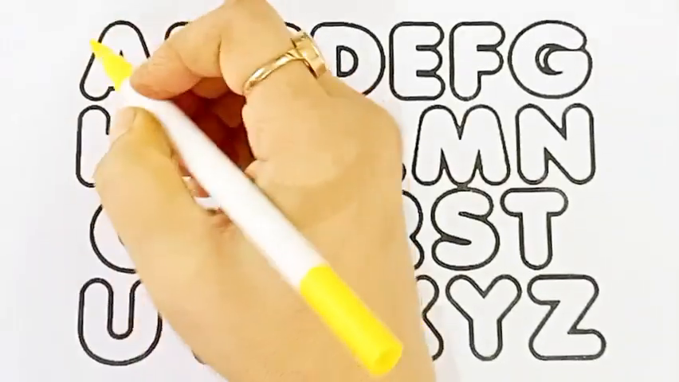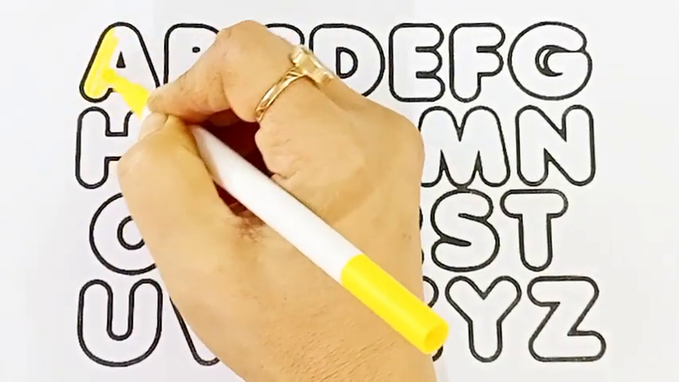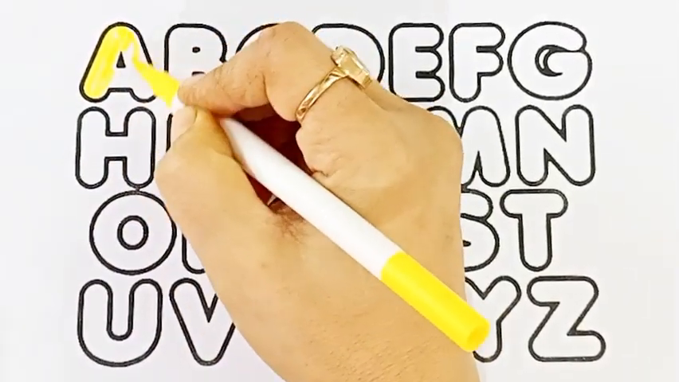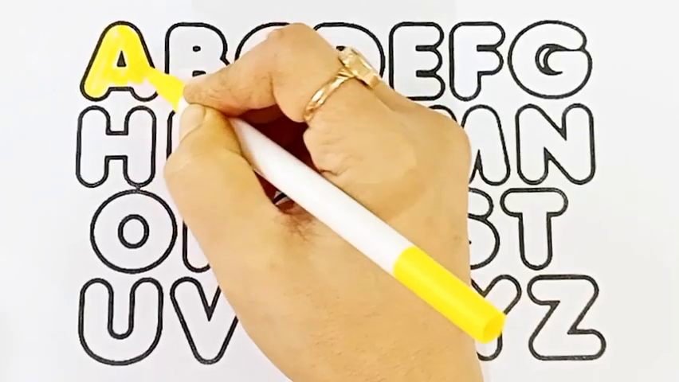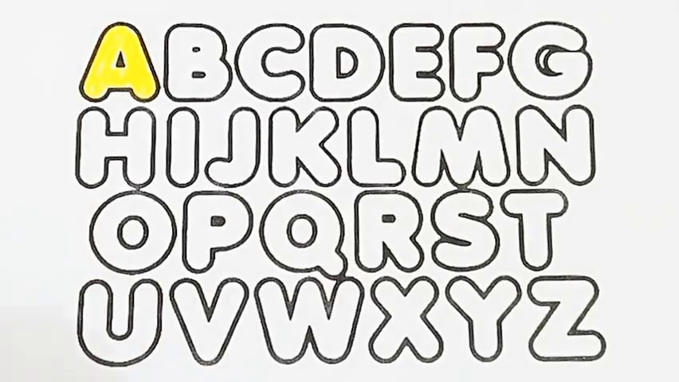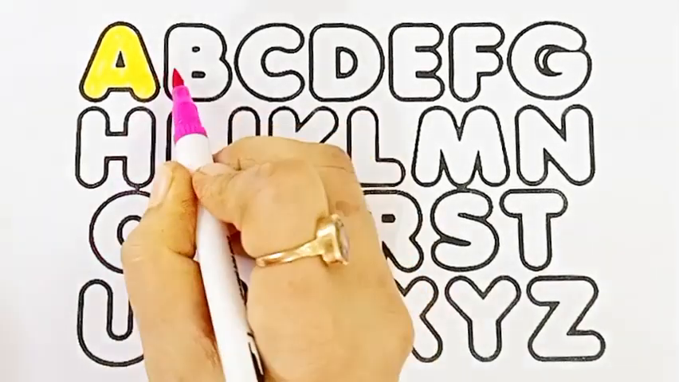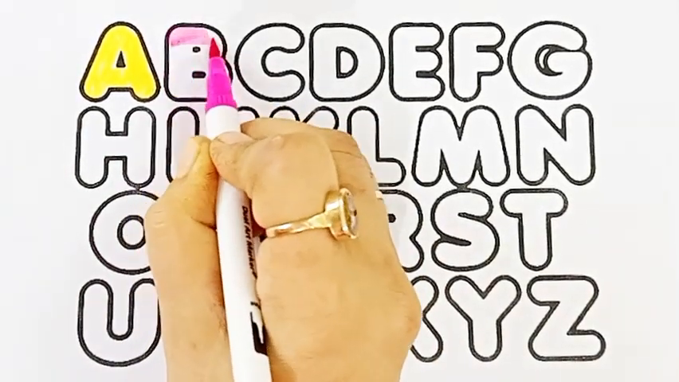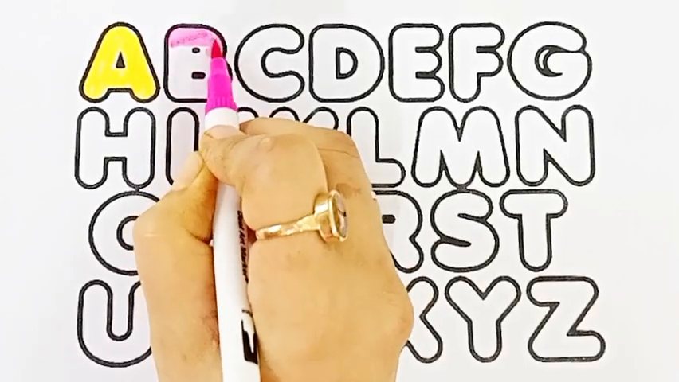Yellow color. A for ant. Yellow color. Pink color. B for bus.